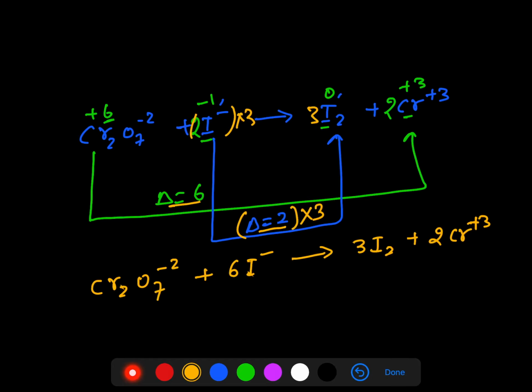Now balance the charge. Over here -2, over here -6, total -8 charge on the left hand side. On the right hand side we have +6 charge, right? It's +6, on the left hand side -8. So if we add 14H+ on the left hand side, the charges will get balanced, right? The charges are balanced now.